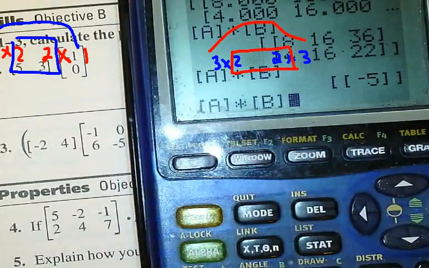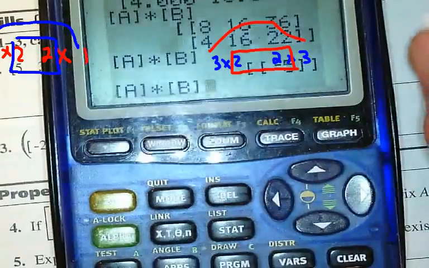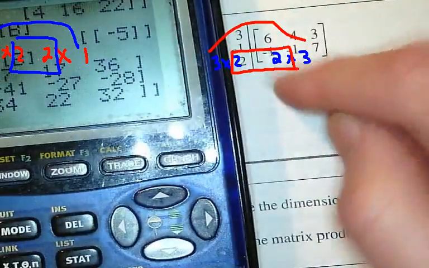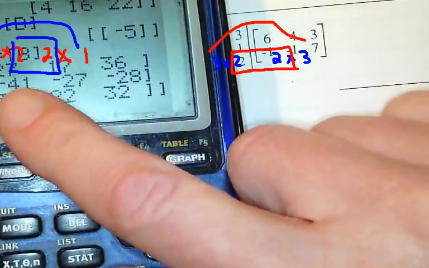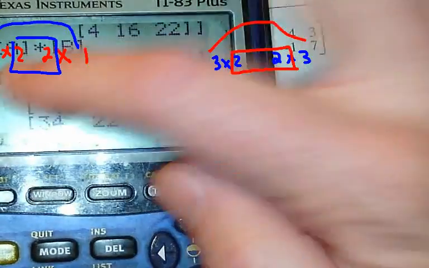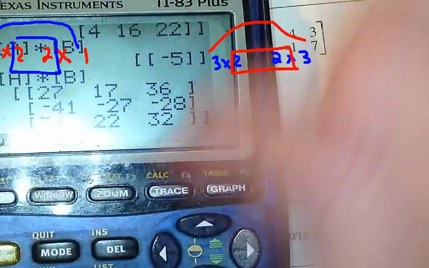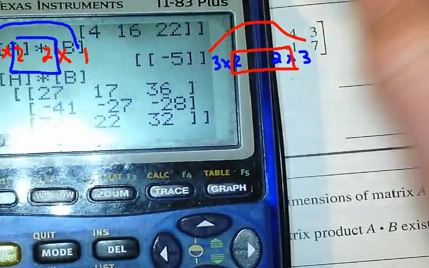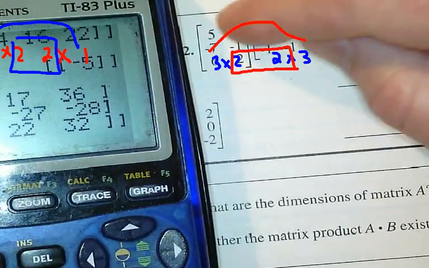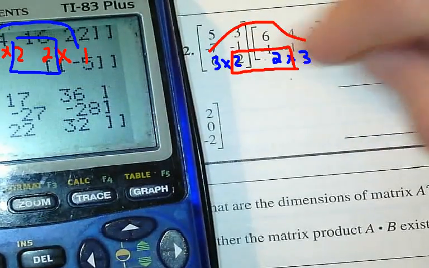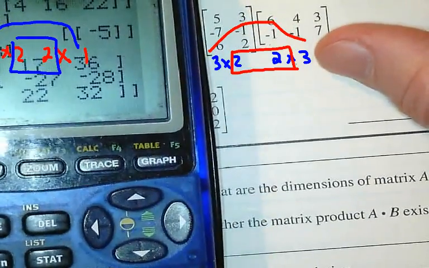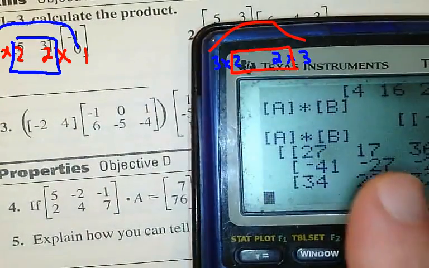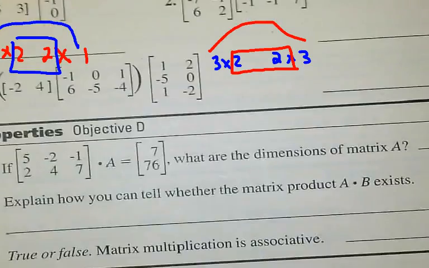So A times B is what I want. What do I get? Remember I told you it was going to be a 3 by 3 matrix when we're done. Look what I got. Oh, you can't see that. 27, 17, 36, and then I have negative numbers on the second row, and then I have positive numbers on the third row. That's what we get when we multiply this times this, right? That's the whole idea, right? We can do that with one hand tied behind our backs. Okay, let's see if we can figure out this one.